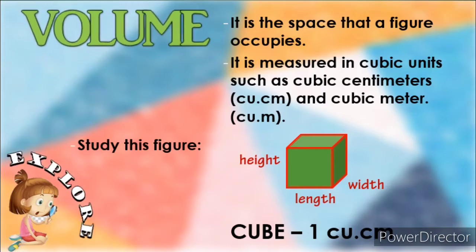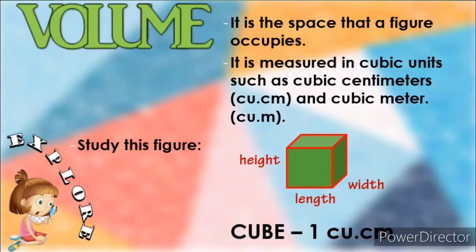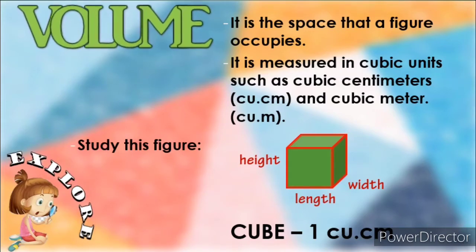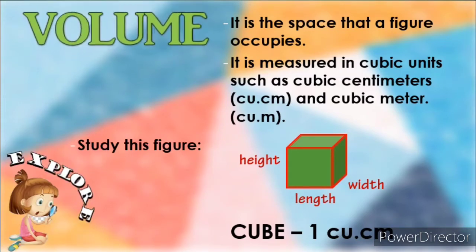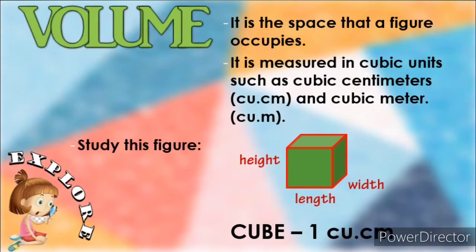Unlike the area, we multiplied only 2 of the same unit. Therefore, the product is squared unit. But in getting the volume, we will multiply 3 of the same unit. Therefore, it has a product of 1 cubic unit.